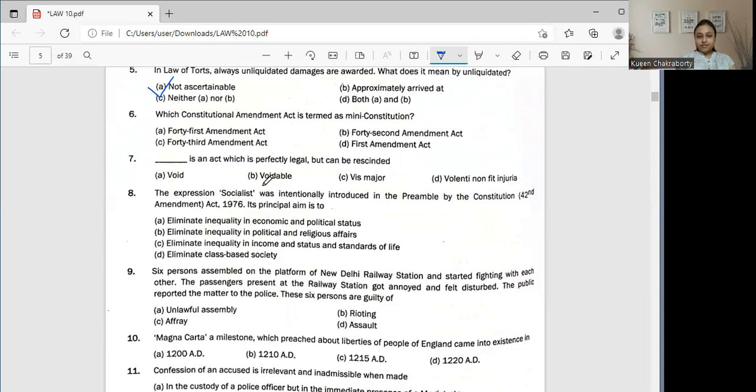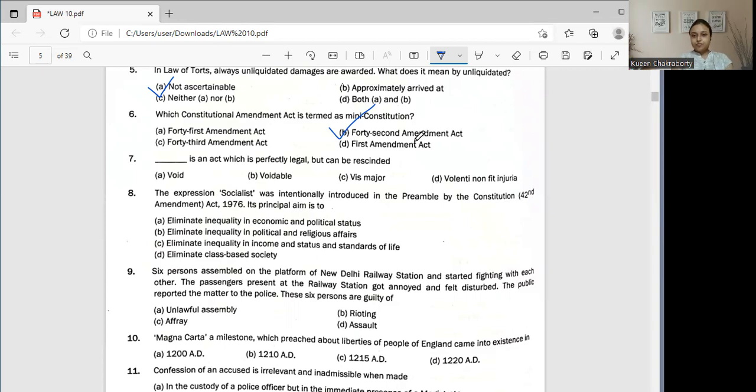Moving to question number 6. Which constitutional amendment act is termed as the mini constitution? 41st Amendment Act, 42nd Amendment Act, 43rd Amendment Act, or 51st Amendment Act? While discussing the amendments, I had discussed this, which is the 42nd Amendment Act, and it's a very, very important part. We usually tend to get questions from this part, the 42nd Amendment Act. This Constitutional Amendment Act is called almost a mini constitution because various articles had been amended.